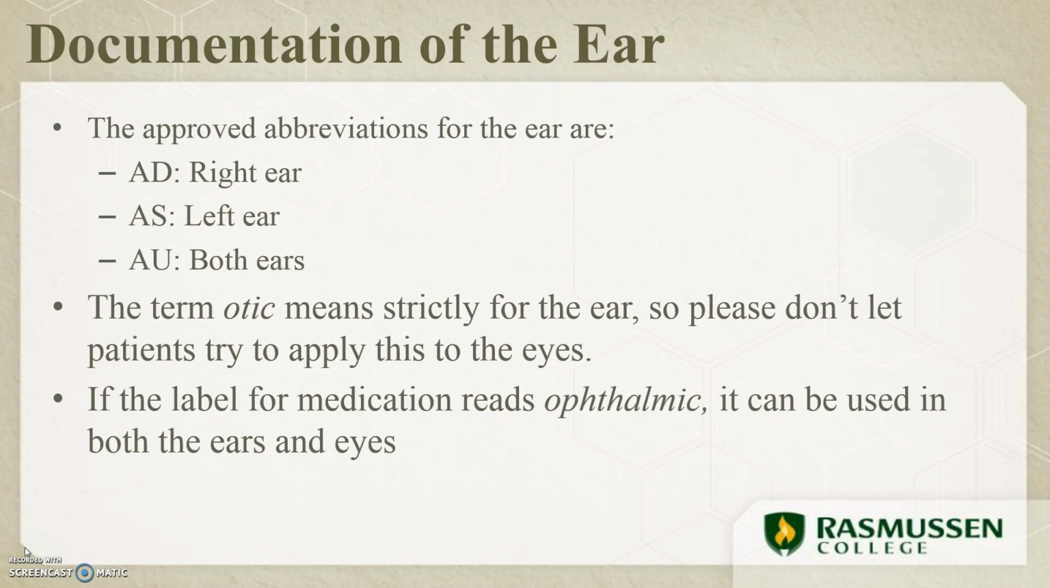Another term that you need to know is otic. Otic is what you will see on certain medications, and that means that it is strictly for the ears. There are some medications that can be for both your ears and your eyes, but the one that is specific to ear medications is the term otic. Ophthalmic can be used for either eyes or ears.